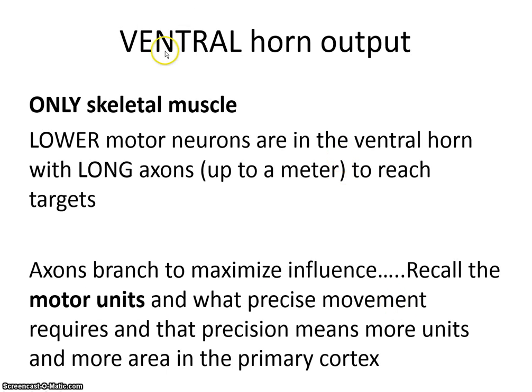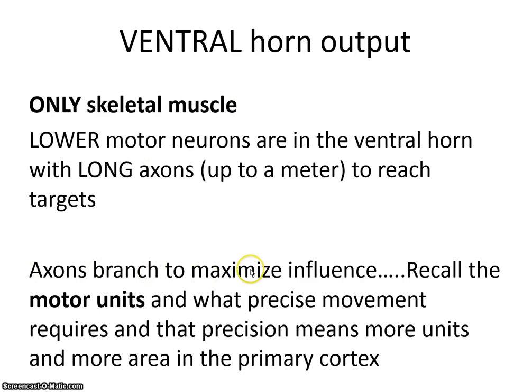All right. The ventral horn output is really only skeletal muscle, and so the lower motor neurons are in the ventral horn, and they have long axons up to a meter that reach out to their target. So what we were talking about up until now has all been synapses of neurons coming down, descending, axons that are collectively called tracts. Once we're leaving from the ventral horn of the spinal cord, we're really going to innervate skeletal muscle all over the body, because remember that the spinal cord goes up and down.